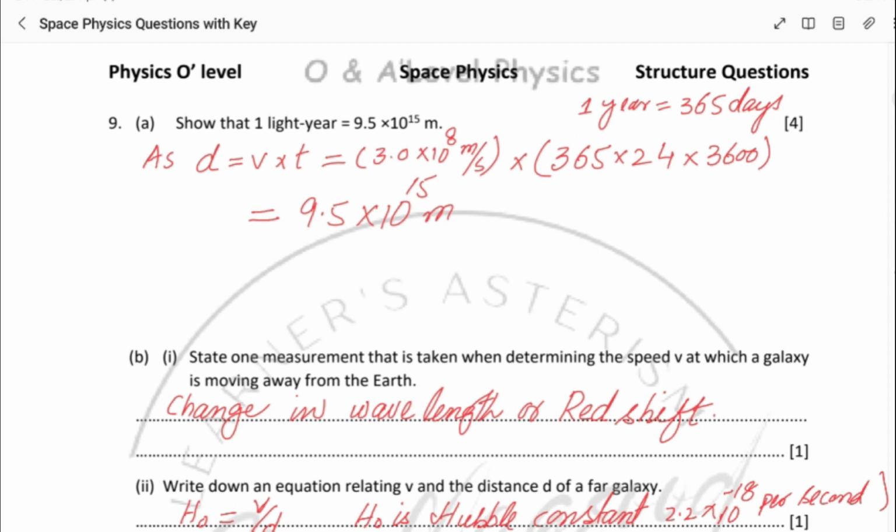As we know that in 1 year there are 365 days, and in 1 day there are 24 hours, and in 1 hour there are 3600 seconds. So we will multiply all these values to convert the 1 light year distance into meters. So our answer is as shown.